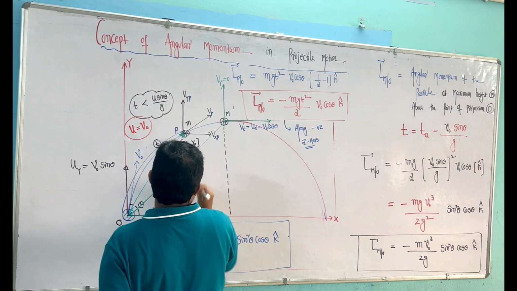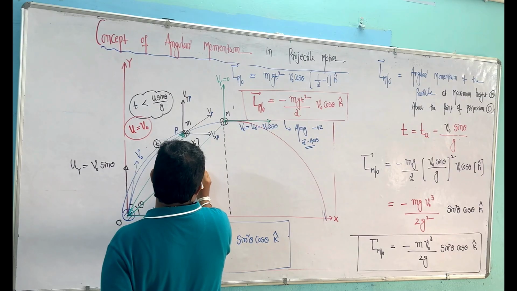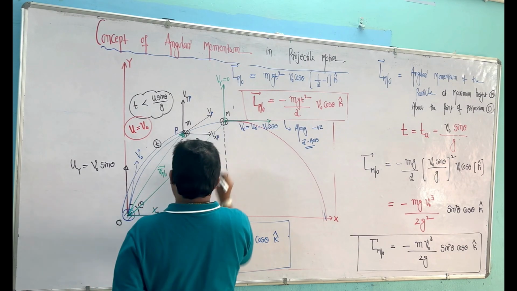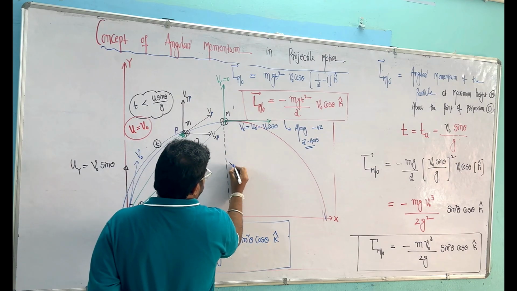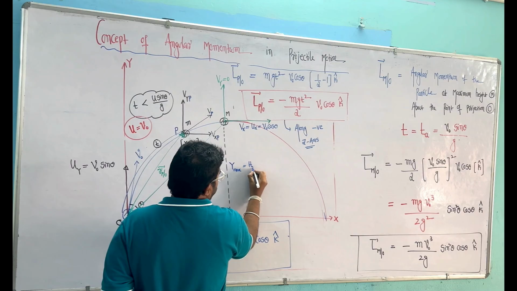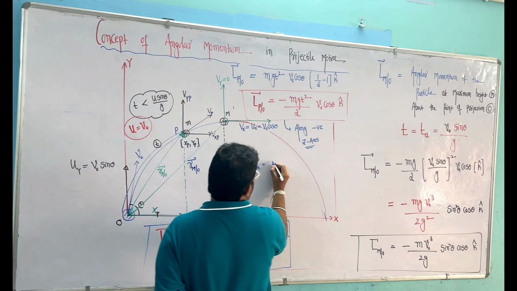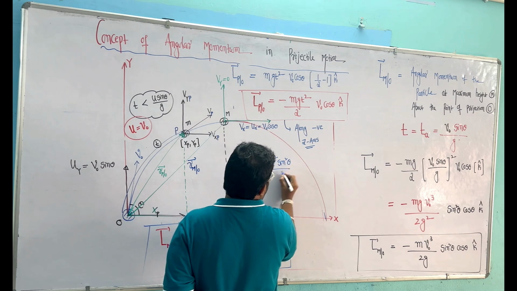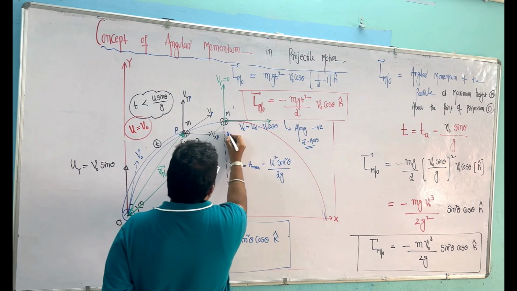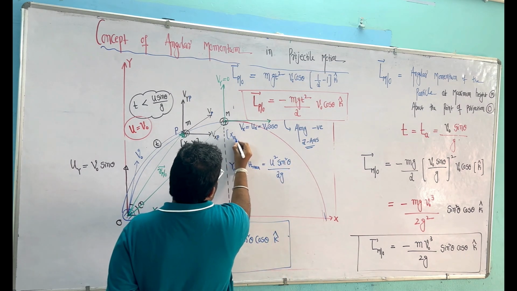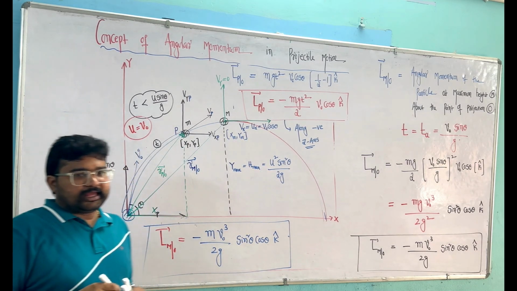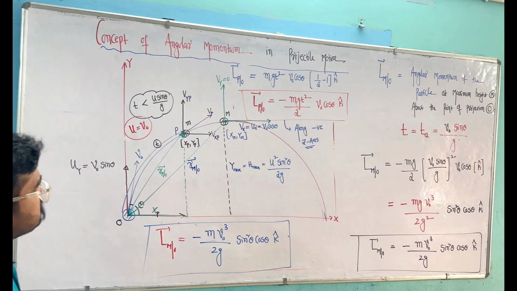Position of point M about point O. So this is how much? Xm, Ym. This is Ym, Y maximum, H maximum. That equal to how much? U square sin square theta by 2g. This point is Xm comma Ym. Understood or not?